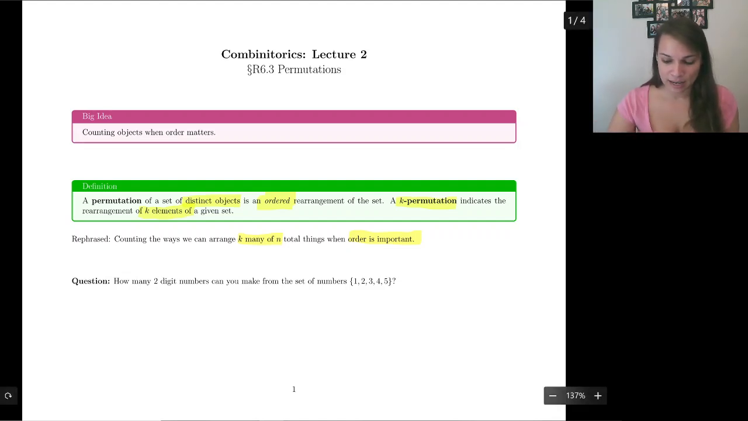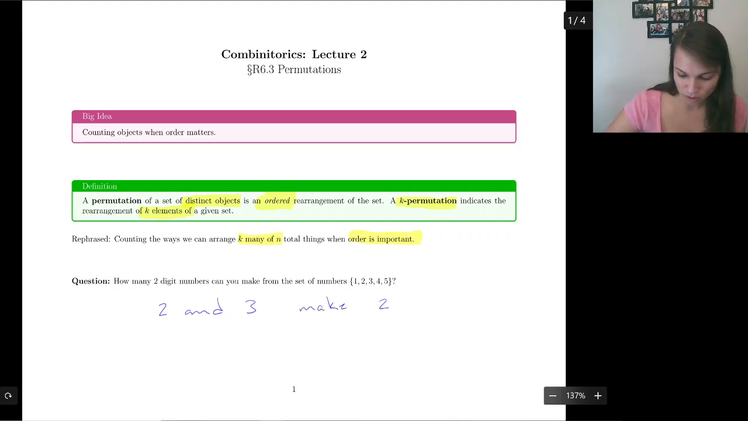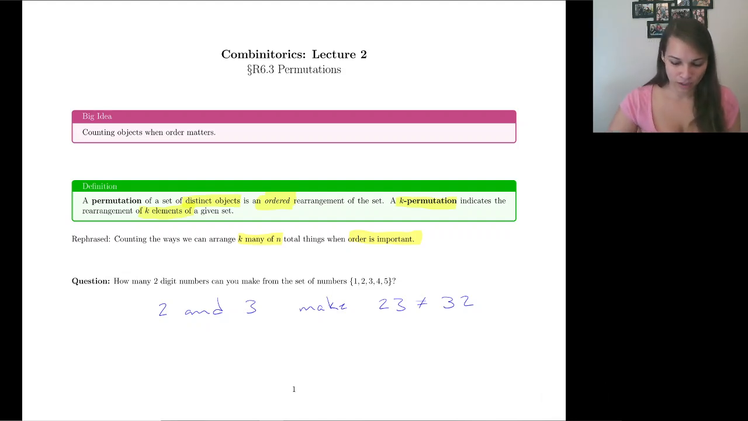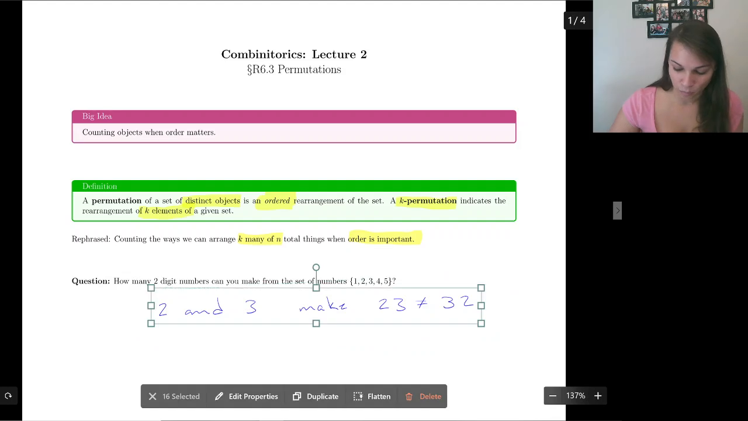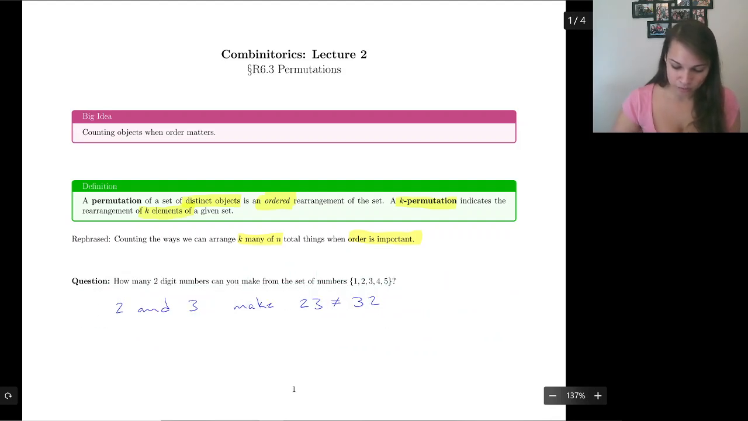For instance, if I were to ask how many two-digit numbers we can make from the set 1, 2, 3, 4, 5, order very obviously matters. We could have 2 and 3 make 23, but it could also make 32, and those are not the same number. So the way we can do this is honestly just stuff that we did from last time. We can use product rule.